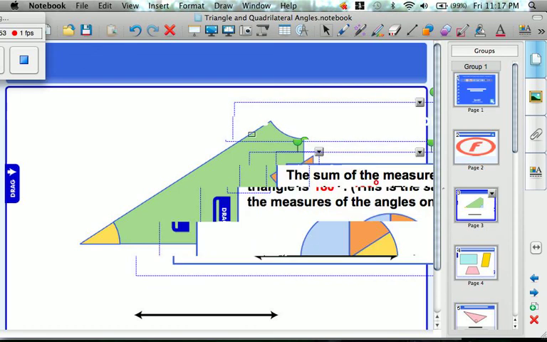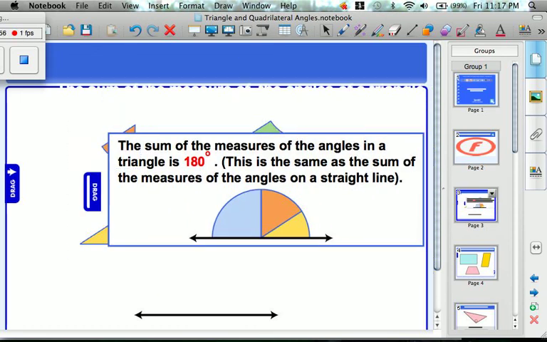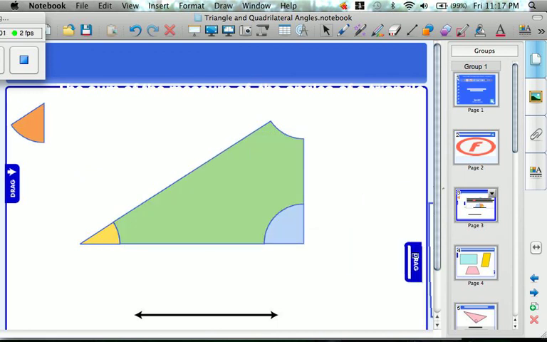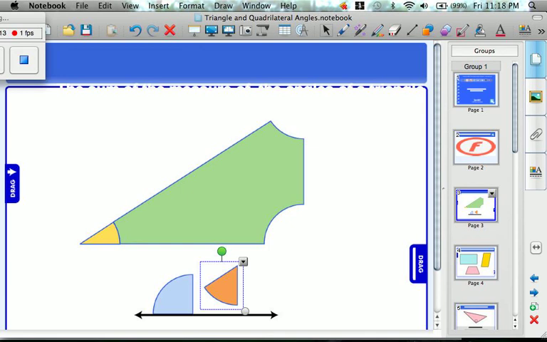So if we take the angles from this triangle and we stack them all together, then they will fit perfectly onto our straight line. So as we see, the three angles have given us 180 degrees.